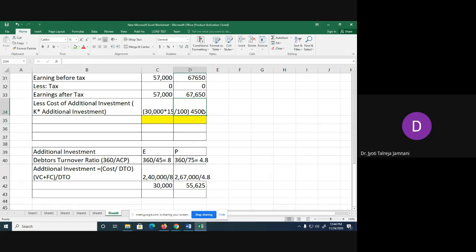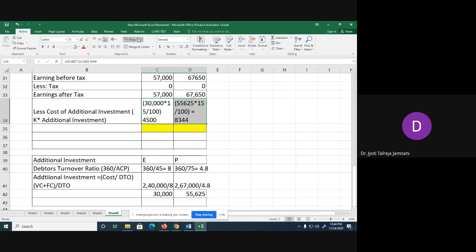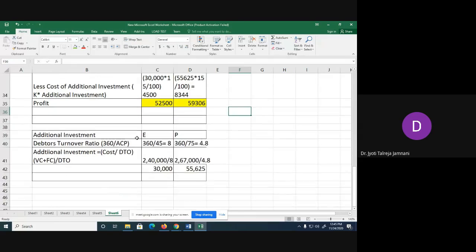Then we do 55,625 into 15 divided by 100. How much you get? 8,343.75. So we'll take it as 8,344. So 4,500 and 8,344. When we minus this, we will get the profit. So 57,000 minus 4,500, you will get 52,500, and 67,650 minus 8,344, you will get 59,306. Is that clear, everybody?